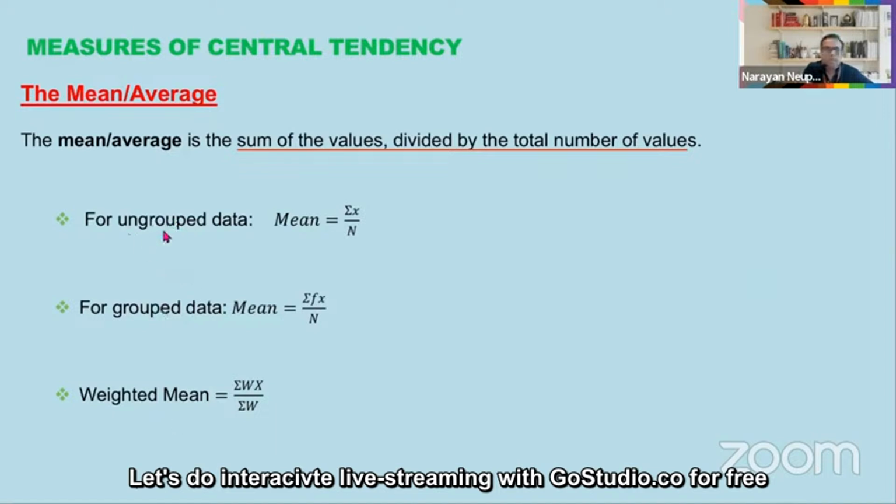If the data is ungrouped, then mean is equal to sum of x, the sum of all data values, divided by the total number of observations. If the data is grouped, meaning we have the frequency, we find the product of frequency with the data value, add them together, and divide by the total number of observations. The third is a special type of mean called weighted mean, which uses the formula sum of W times X over sum of W.